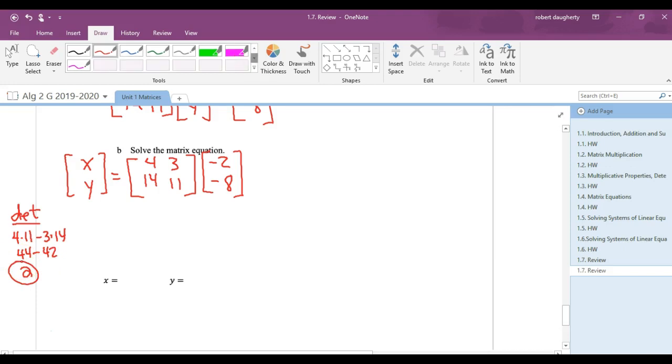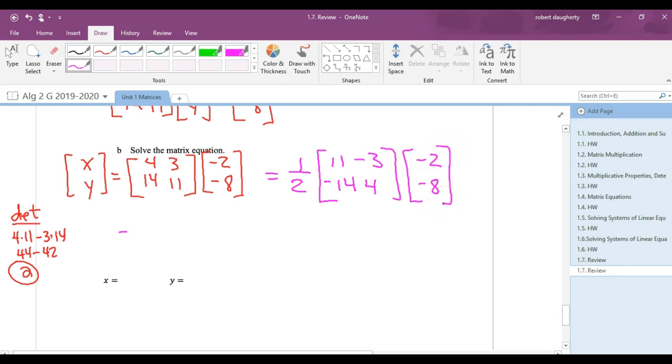So xy is going to be 1/2 and then the adjugate matrix, 11, 4, negative 14, negative 3, times negative 2, negative 8. So let's just keep that 1/2 till the very last step. Now let's multiply. Negative 2 times 11. Negative 3 times negative 8. Okay. Negative 2 times negative 14. And then 4 times negative 8.